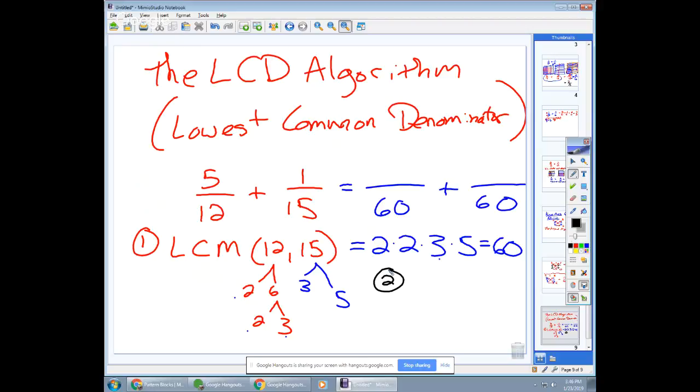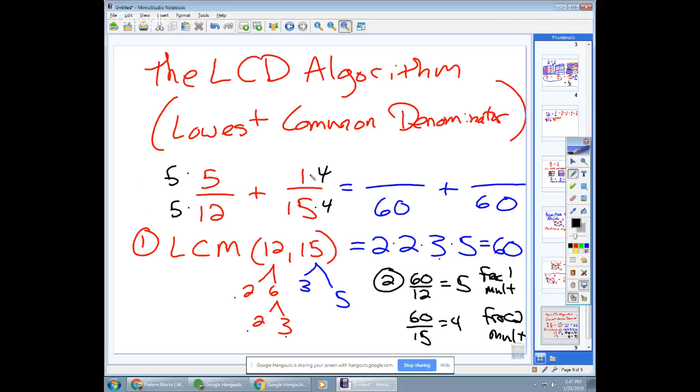So essentially what I have to do is say, okay, well, 12 goes into 60 5 times. So I'm going to have to multiply 5 top and bottom here. So this is fraction 1's multiple. And we have to do the same thing. We have to say, okay, 60 divided by 15 is 4. So that's fraction 2's multiple. So then we have to come over here and multiply 4 top and bottom. So now we have 25 60ths, and we have 4 60ths.